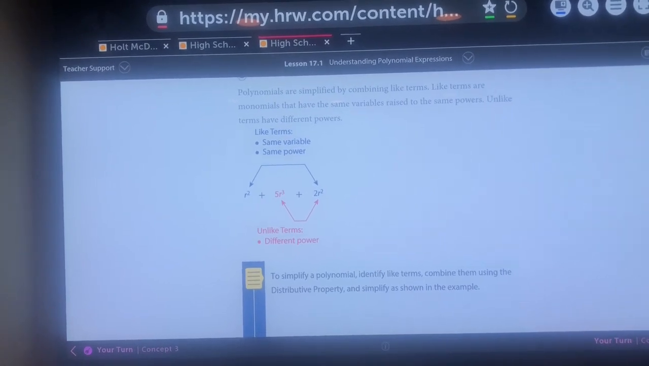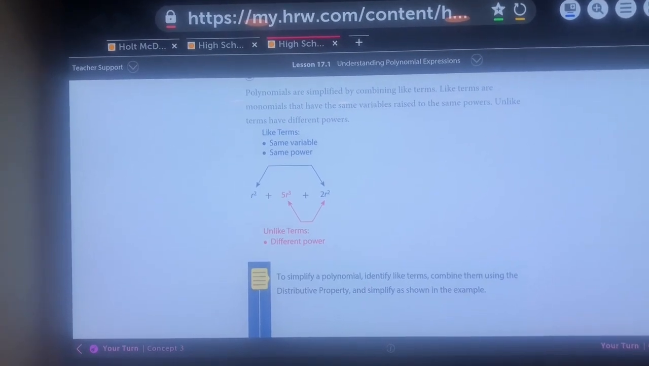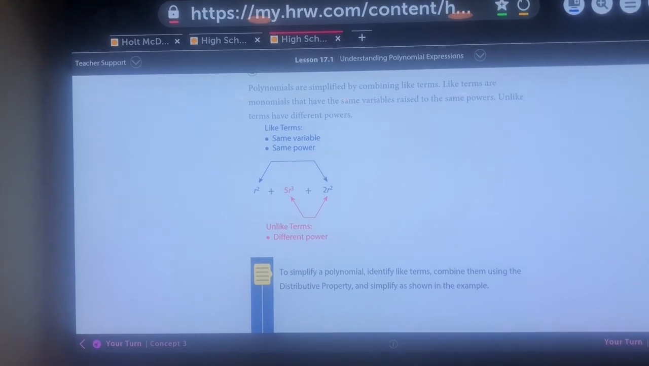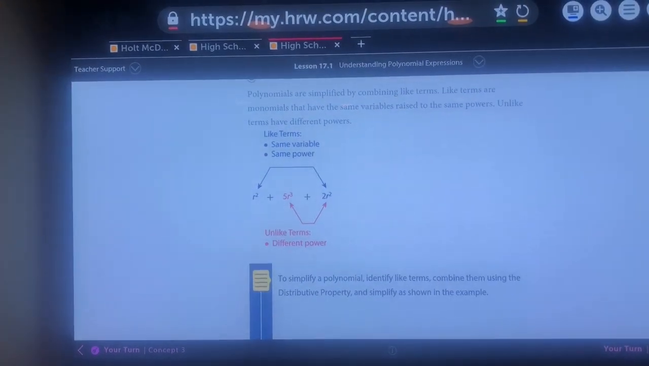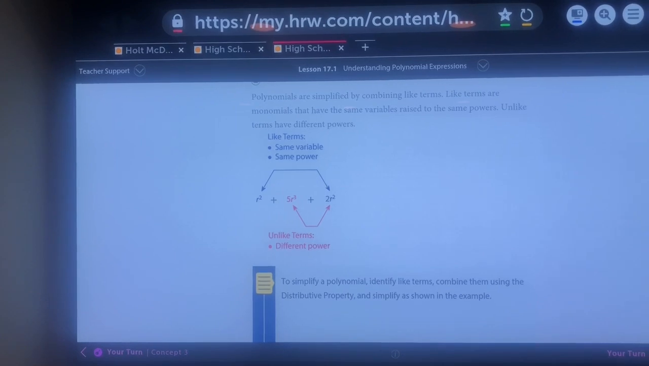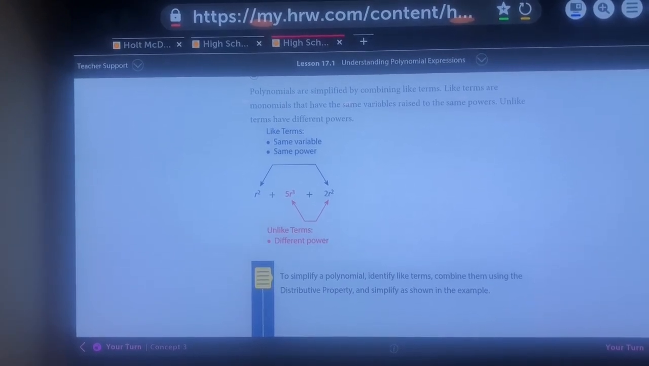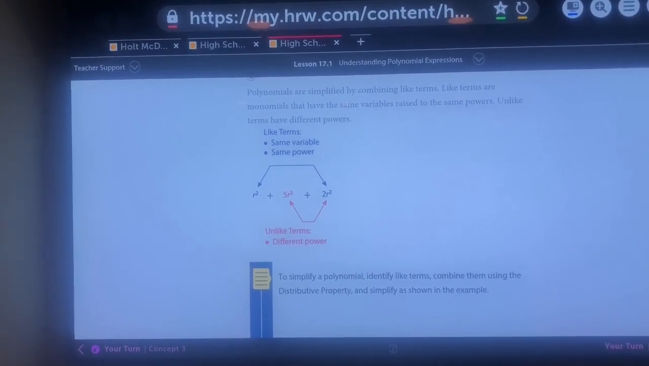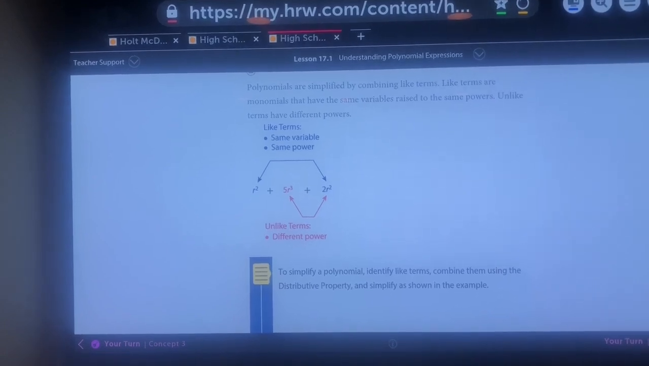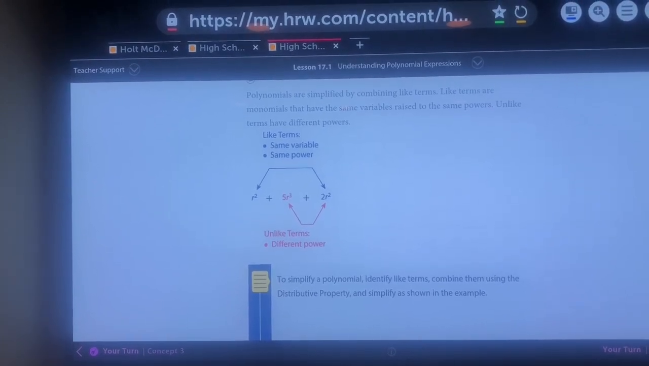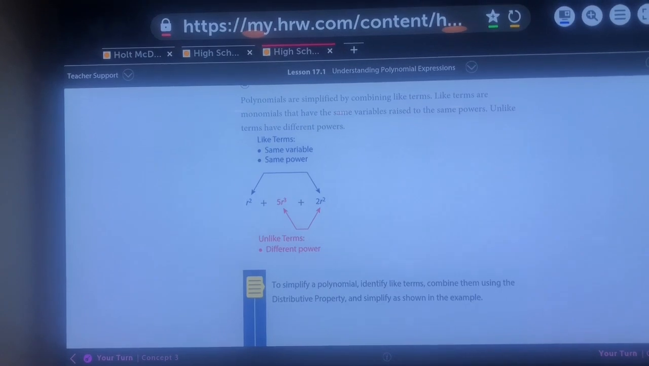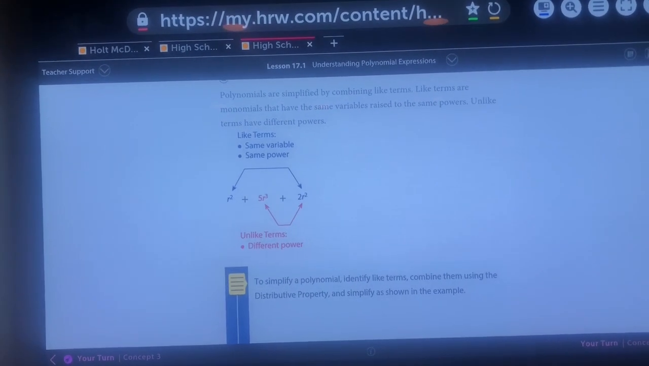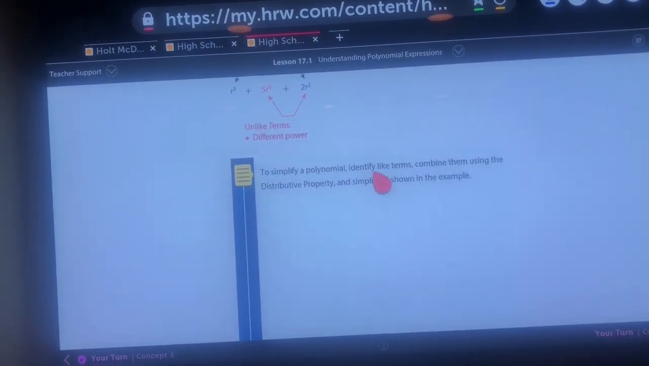They're not the same. But the blue, the first and third term, are like terms. So you're going to add the coefficients together. 1r squared plus 2r squared would be 3r squared. And we would put that behind the 5r to the 3rd. You're not allowed to bring those together. All right, so let's see what we got here.